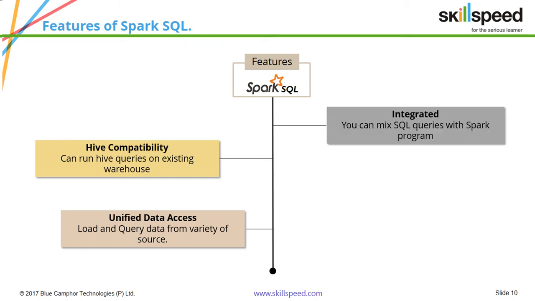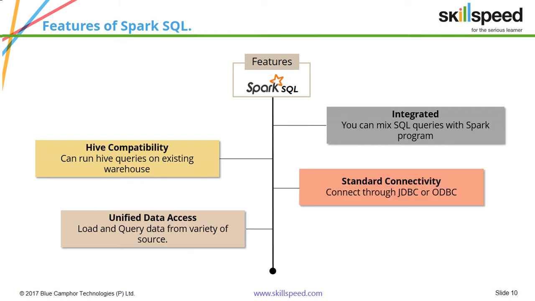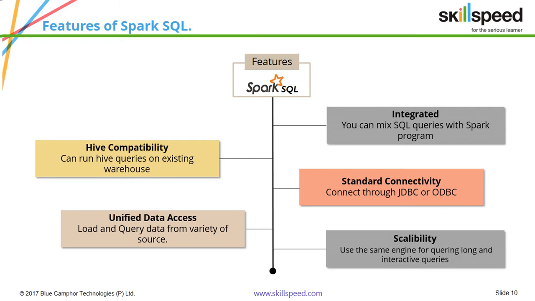And it is integrated. You can mix SQL queries with Spark programs. What does that mean? That actually means that if I'm writing a Spark application, I can have native Spark code which talks about RDDs. I can also have SparkSQL code. They are not completely different, right? And you obviously have standard connectivity, JDBC or ODBC, and it inherently uses the amazing scalability of Spark.